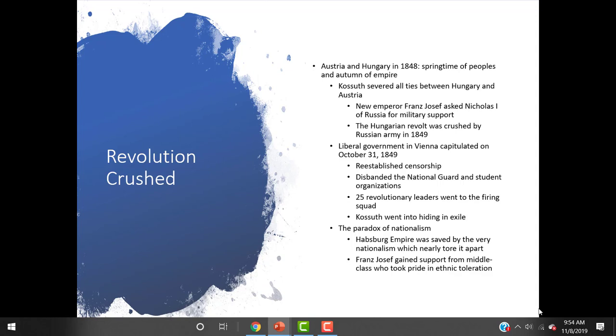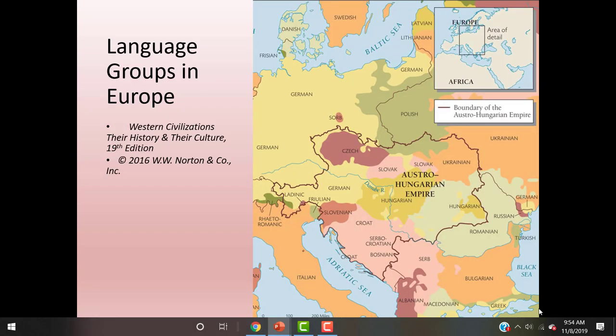So the paradox of nationalism? The Habsburg Empire was saved by the very nationalism which nearly tore it apart. And Franz Joseph gained support from the middle class, who took pride in ethnic toleration and some more reforms and things for the middle class.